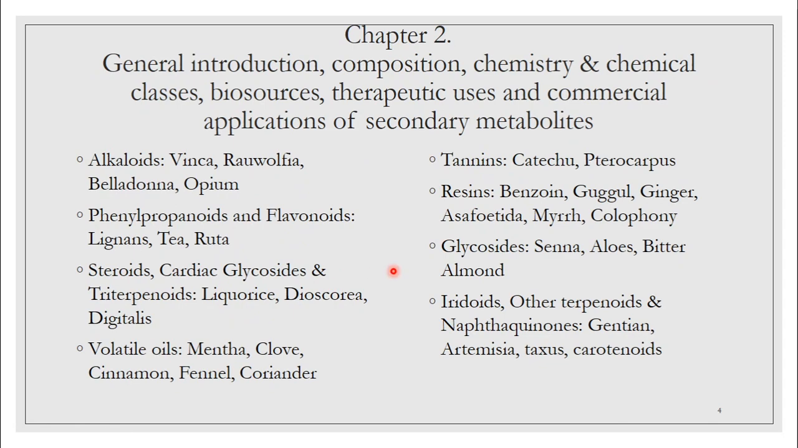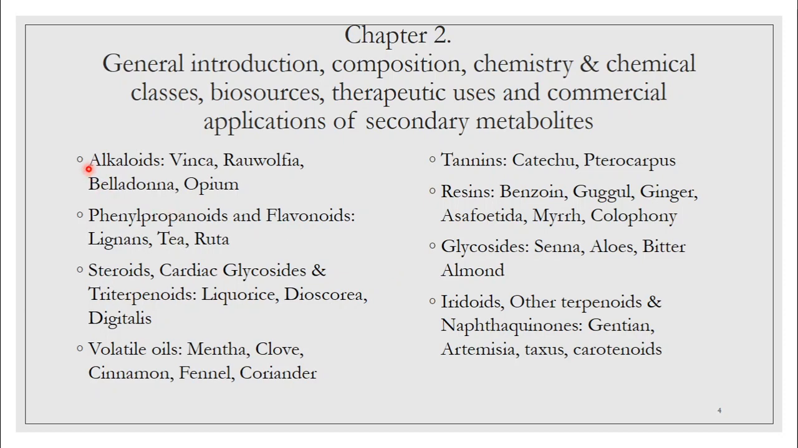Chapter 2. So in chapter 2, namely general introduction, composition, chemistry and chemical classes, biological sources, therapeutic uses and commercial application of secondary metabolites. So one by one we are going to understand the meaning of various secondary metabolites.